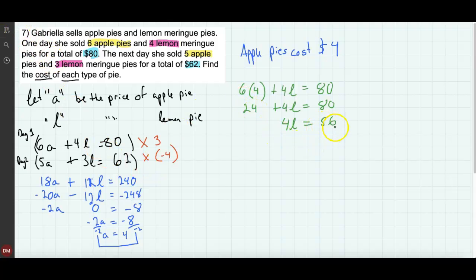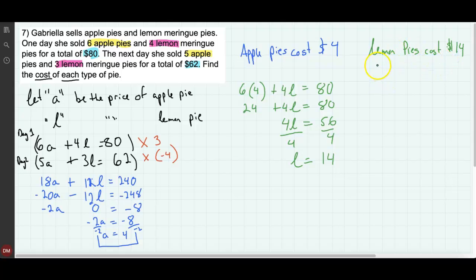I don't know if that's a mental math one, but we're going to divide both sides by 4. You could probably get your calculator out for this. So L is equal to 14. That's the cost of the lemon pie. So lemon pies cost $14.